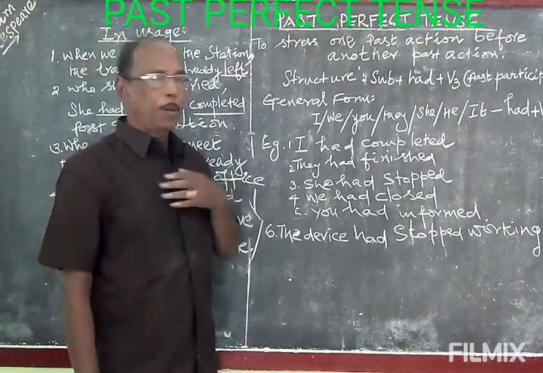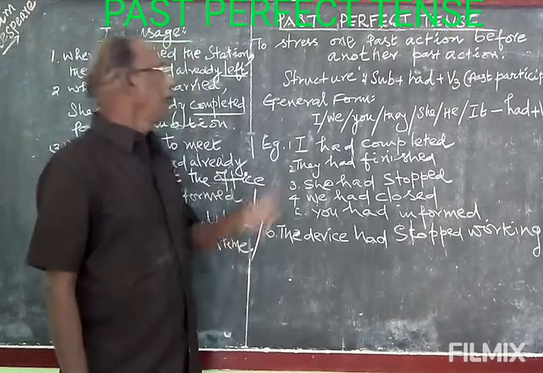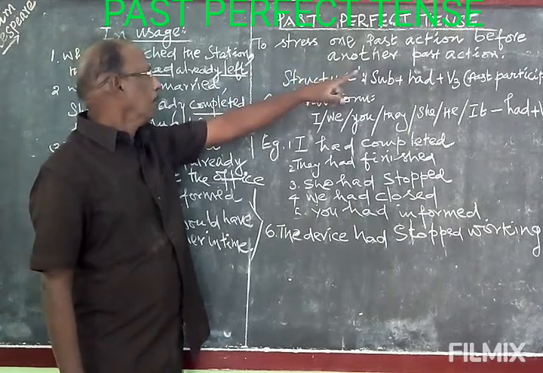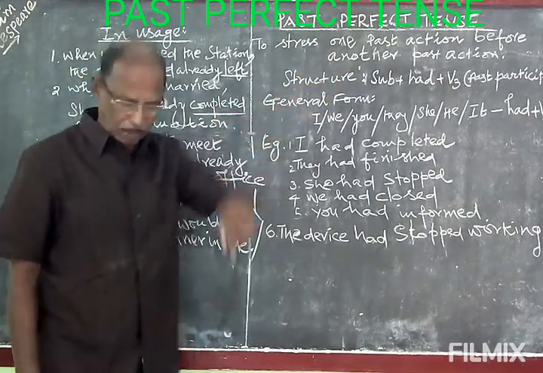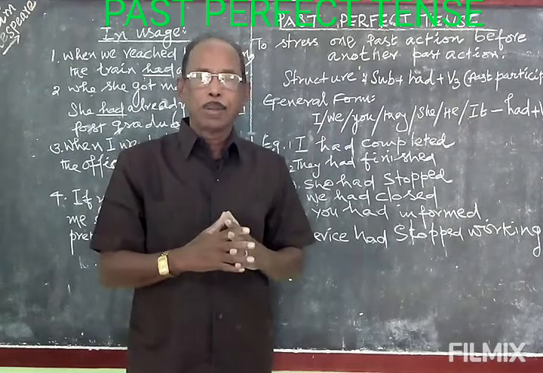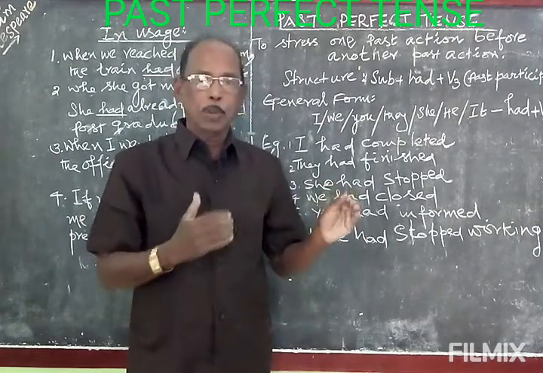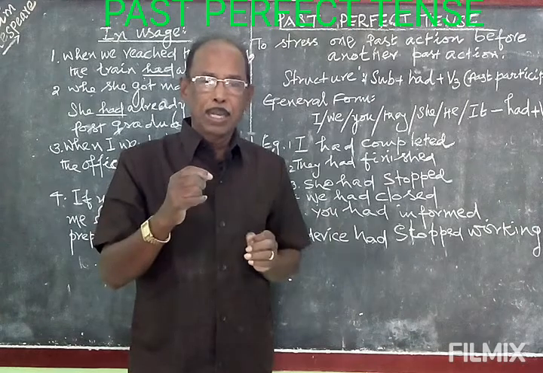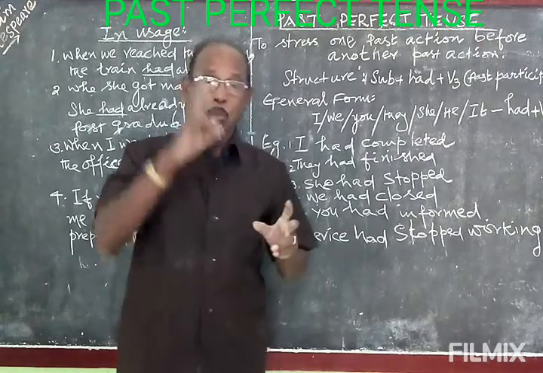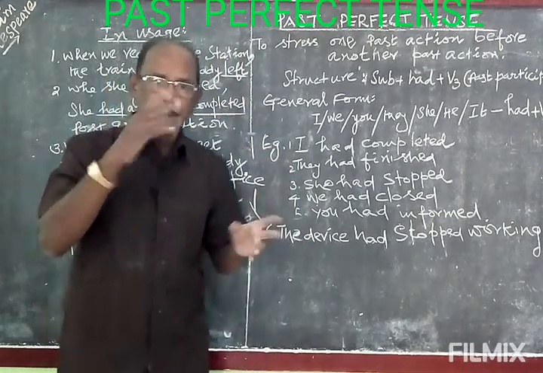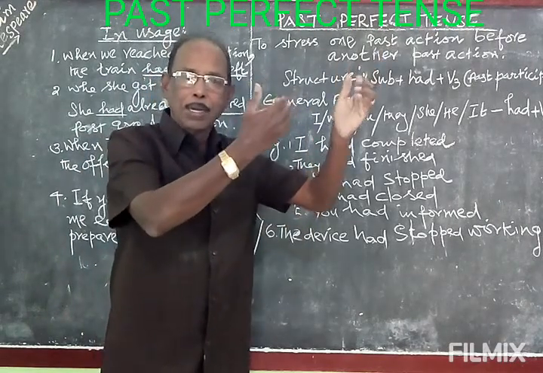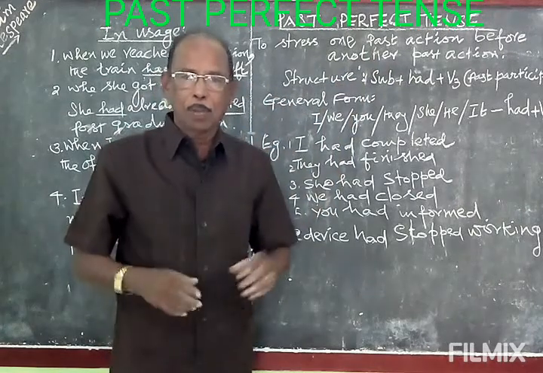Today we are going to see past perfect tense. Past perfect tense is used to stress one past action before another past action. When two actions are happening in the past time, we use this past perfect tense to mention the past action which happened first. So two actions, both happened in the past. One is the previous past and another is the next past. You just keep it like that.